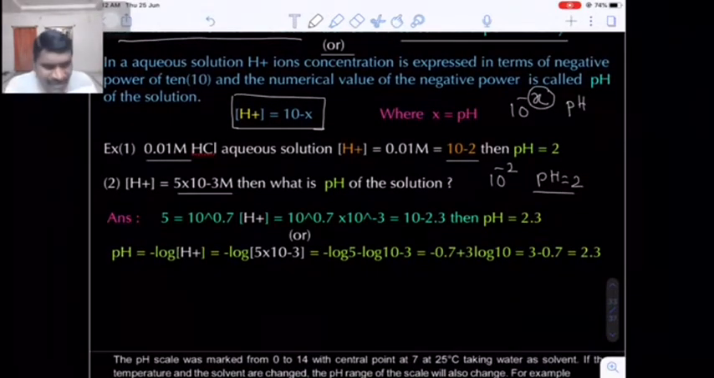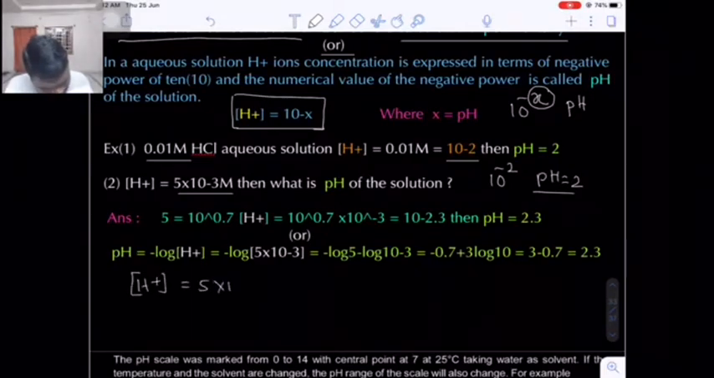The H plus ion concentration is given as 5 into 10 raised to minus 3. Here, H plus ion concentration is given as 5 into 10 raised to minus 3. If I convert this concentration into the negative power of 10, then the numerical value of that power becomes the pH of the solution.